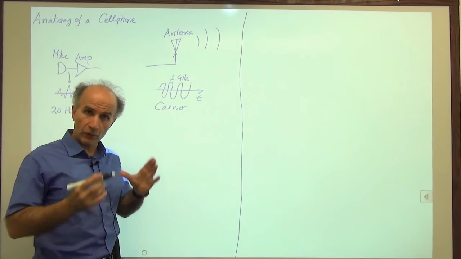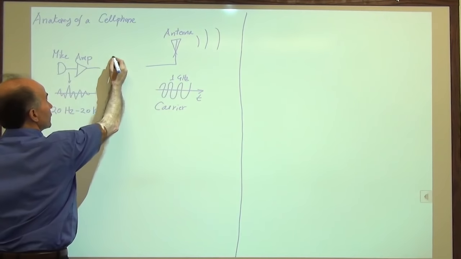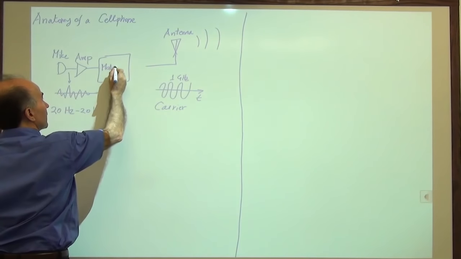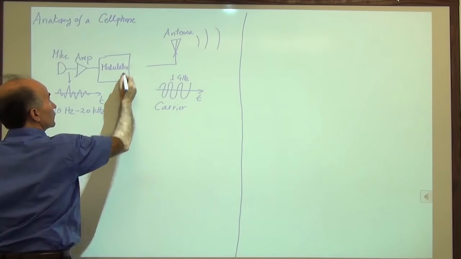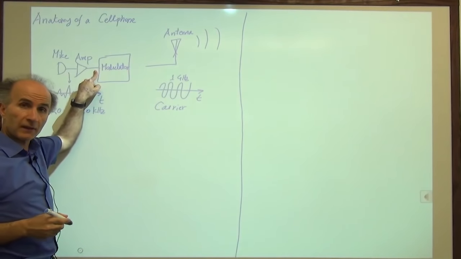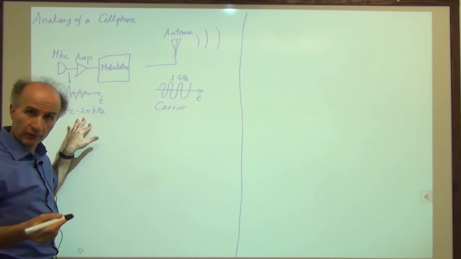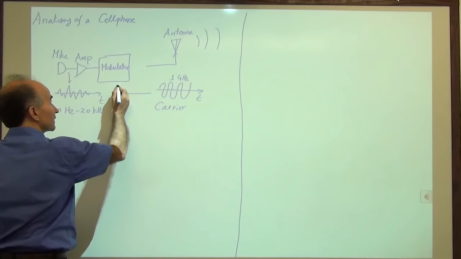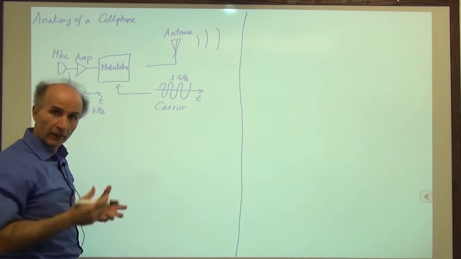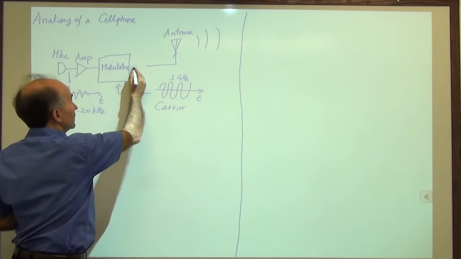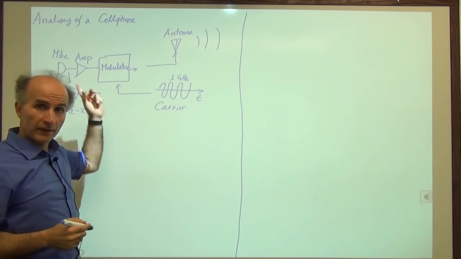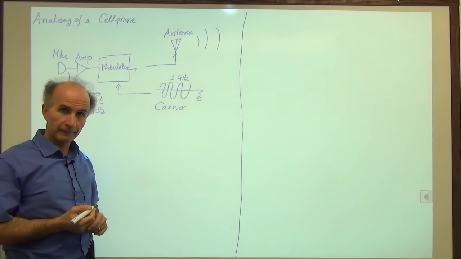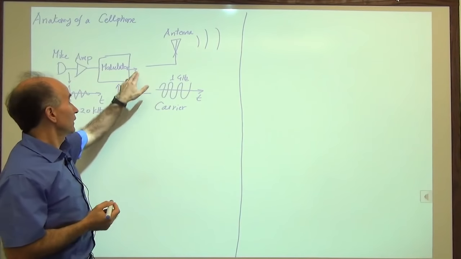So that calls for some box, which we call the modulator. So here's the modulator. And the job of the modulator is to take the information signal that we are producing from the microphone or from a camera, etc., and take this carrier, combine these somehow, and give us a result that has this information on top of the signal. Okay? All right.